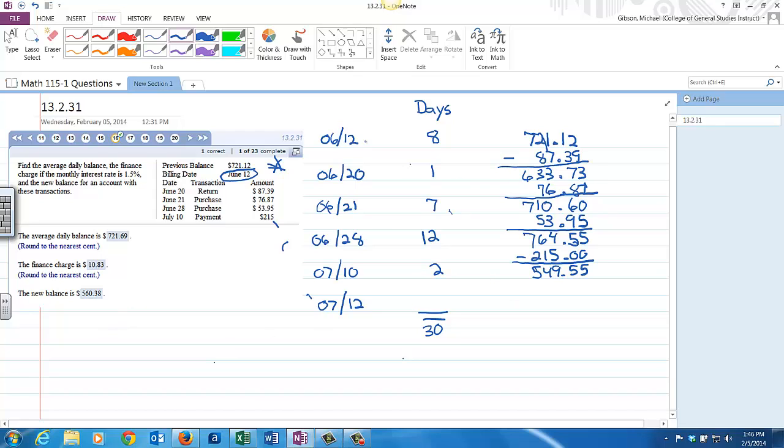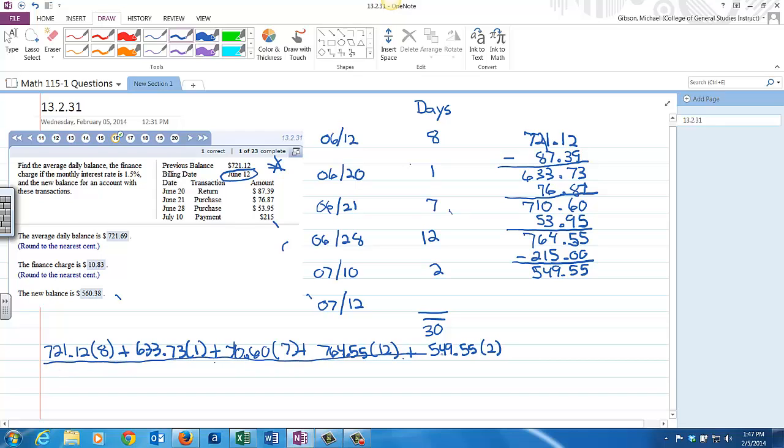All right, so the way you figure out your average daily balance is you take each balance times the number of days it was in effect and add all that up. Then you divide by the total number of days in the month. So in this case, this is what we're going to do: 721.12 times 8, plus 633.73 times 1, plus 710.60 times 7, plus 764.55 times 12, plus 549.55 times 2. Remember, we had a total of 30 days, so I'm going to add all that up and divide it by 30.